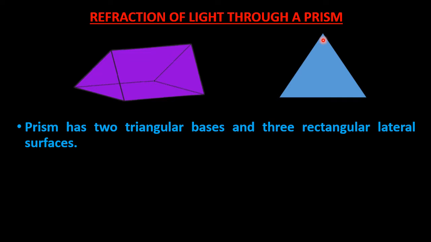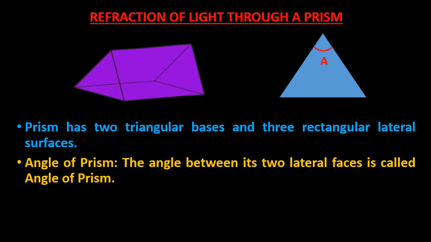And here these are the 3 rectangular lateral surfaces, and the angle between any two of the lateral surfaces we call the angle of prism. So here this angle is called the angle of prism and is represented by capital A. We define the angle of prism as the angle between its two lateral faces.